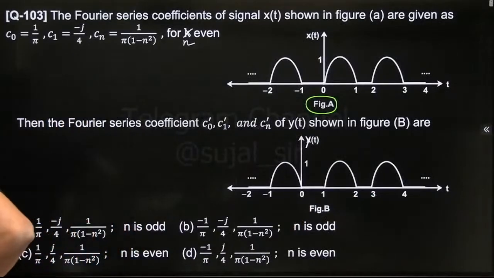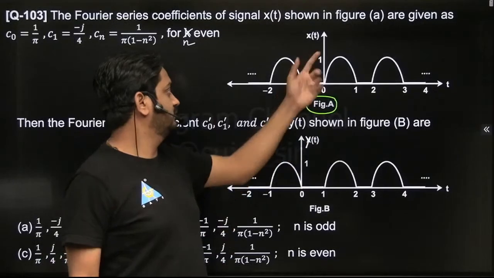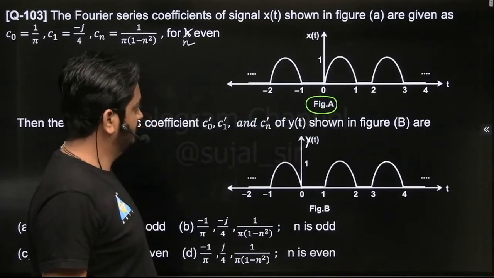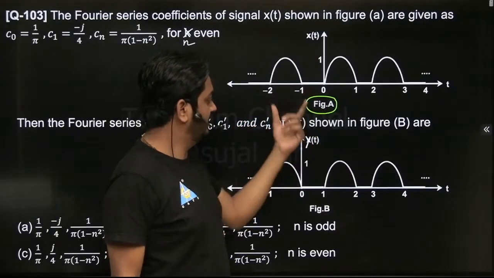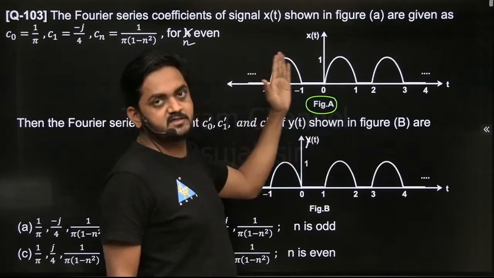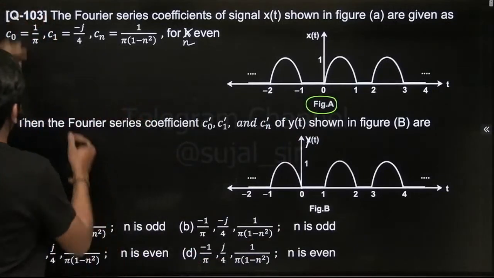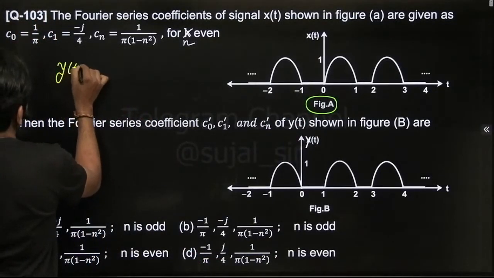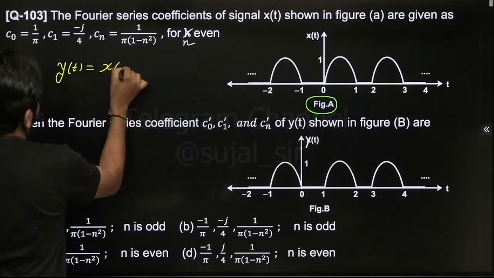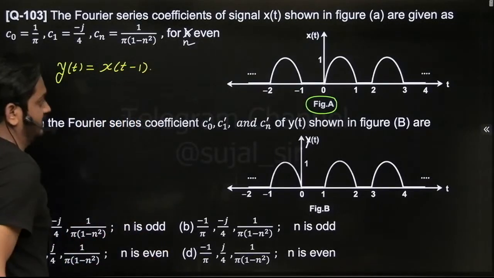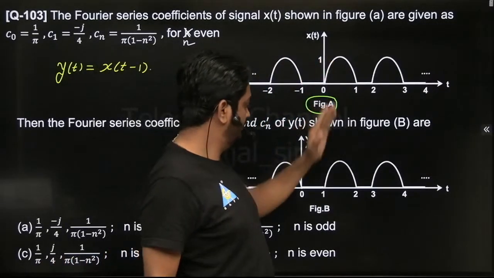So first of all you have to find the time domain relation between y of t and x of t. Y of t in terms of x of t. So there are different possibilities, guys. Can we say y of t is nothing but x of t right shifted by 1 unit? Can we say like this? Y of t is nothing but x of t minus 1. This is the first possibility. Right shifted by 1 unit.